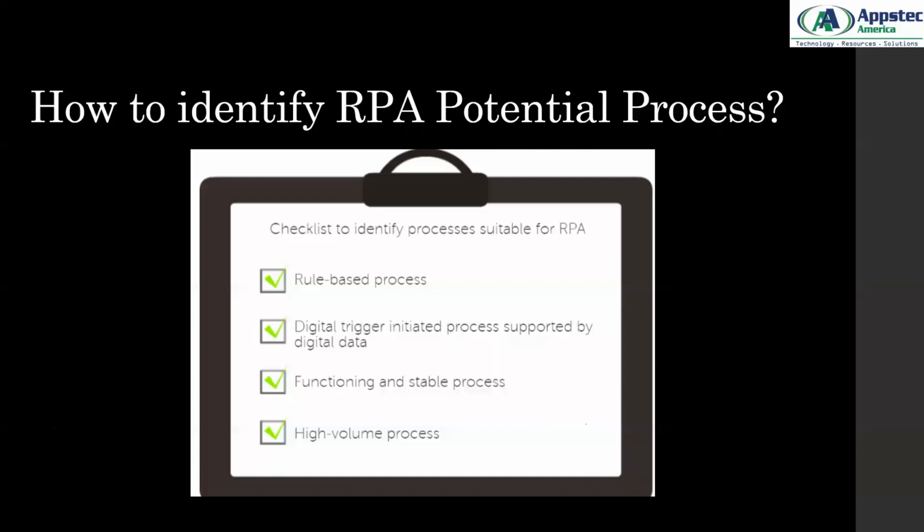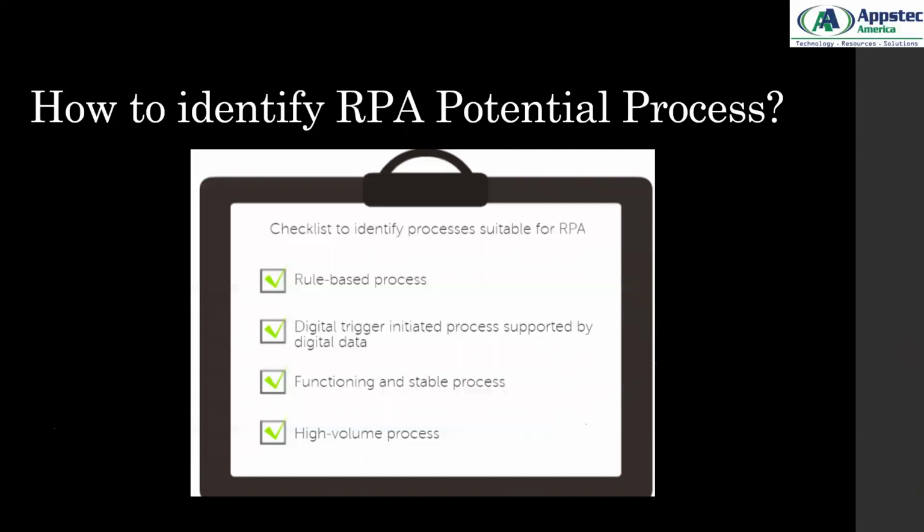So the entire process is sequentially following certain rules, right? Those processes fit as potential automation candidates on the RPA platform. So any process that is rule-based can potentially be automated in RPA. That is the first thing. The second thing is a digitally triggered, initiated process supported by digital data.